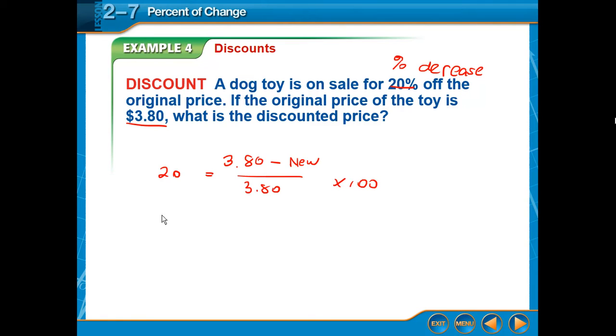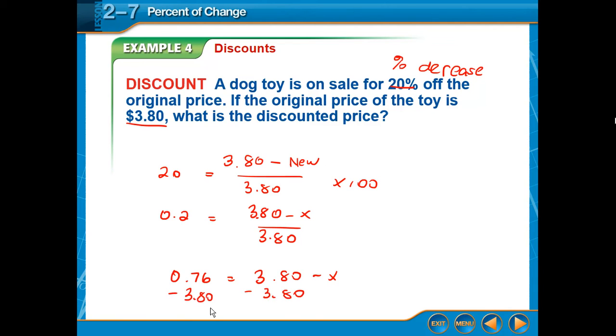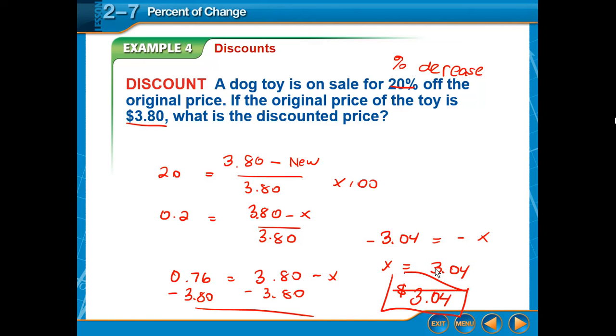So solving this is going to be 0.2 equals 3.80 minus x over 3.80. I'm going to multiply both sides by 3.80. So 0.2 times 3.8 is 0.76 equals 3.80 minus x. So I'm going to subtract 3.80 from both sides. And so you get negative 3.04 equals negative x. So then x is going to be 3.04. So the discounted price of the toy is $3.04.